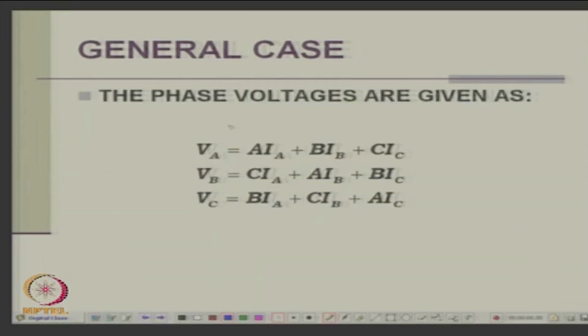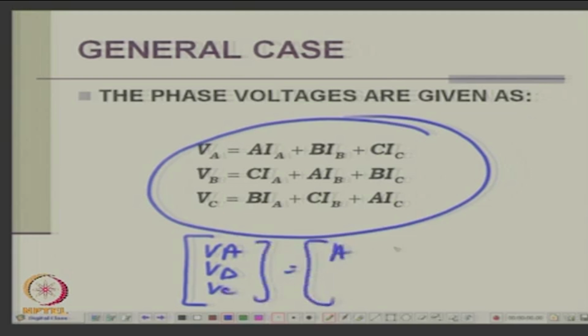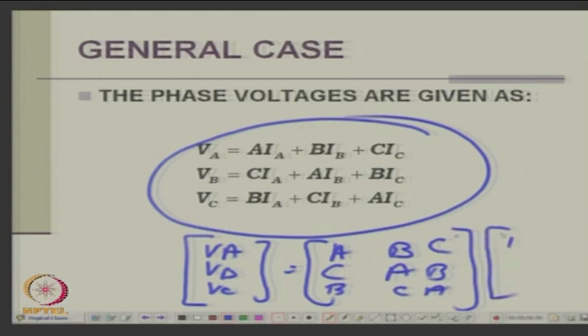Okay. You are aware of these equations, the phase voltages VA, VB, VC, and you have these constants A, B, C. So, you can write it in matrix form: VA, VB, VC will be the matrix of A, B, C, C, A, B, B, C, A or something, times IA, IB, IC.